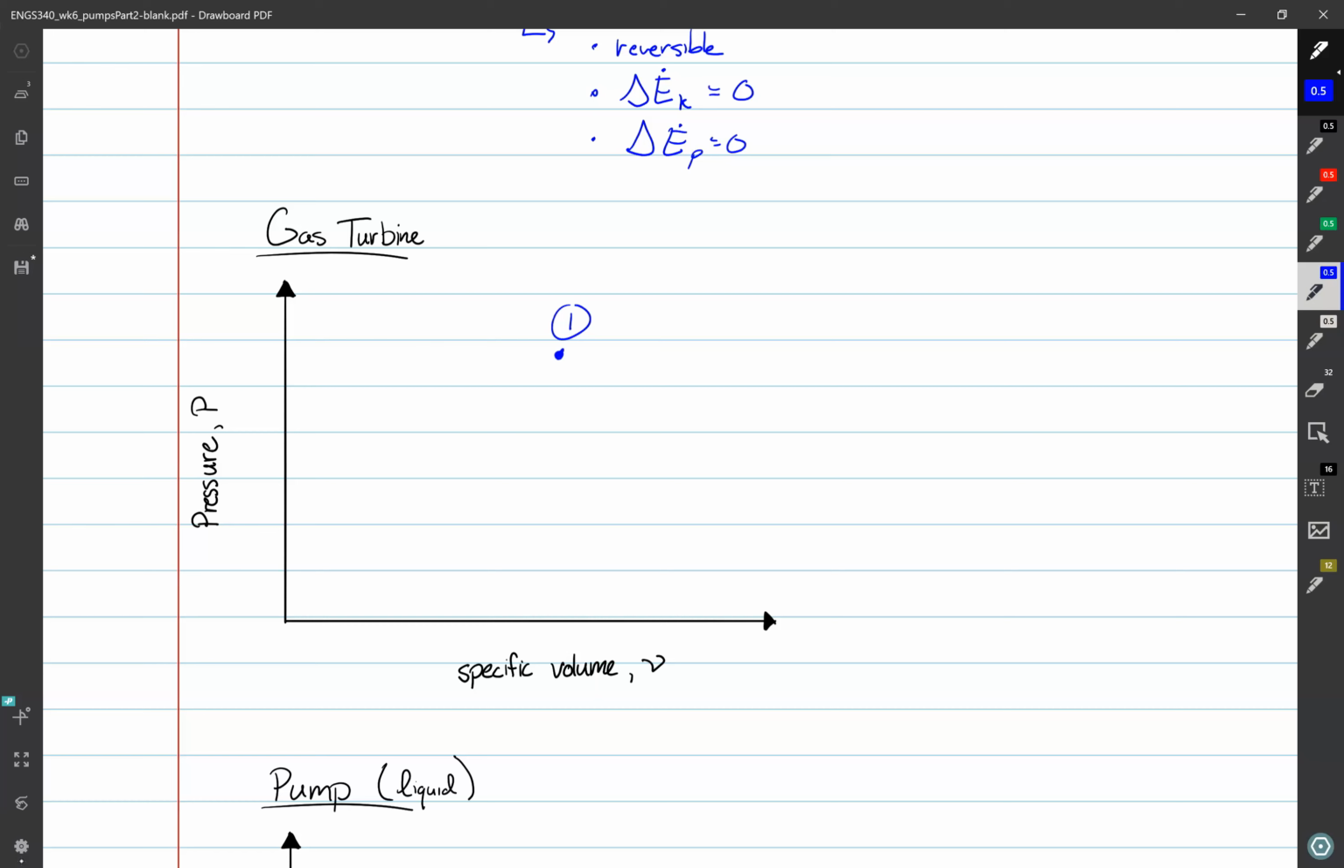As we go through our turbine, we're going to be going to lower pressure. We're going to be expanding. So we go down through a curve, maybe something like this.